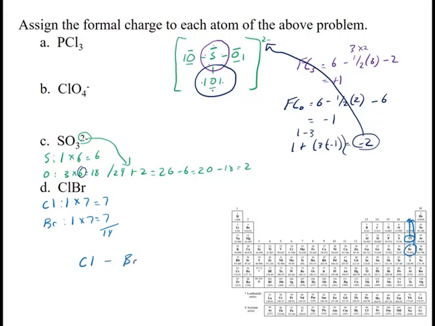I do that by attaching them, so I used up 2, leaving me 12. And then 2, 4, 6, 8, 10, 12. Leaves me 0. There's no central atom anyway. And if I did have more, though, it would go on the bromine because it's the bigger atom. Okay.